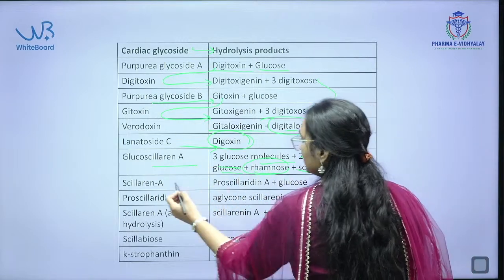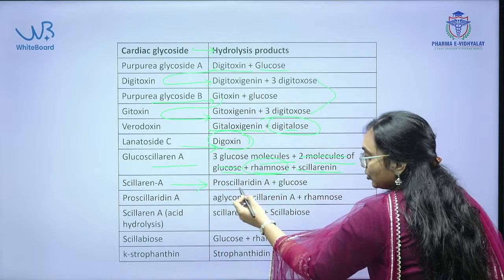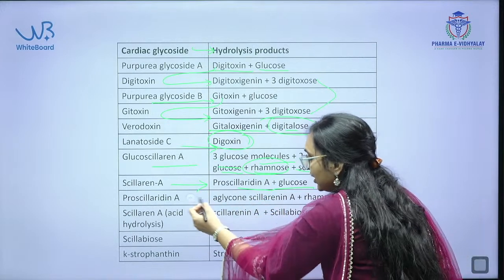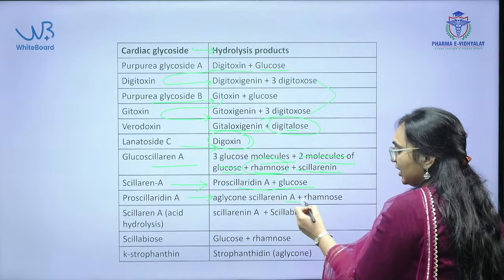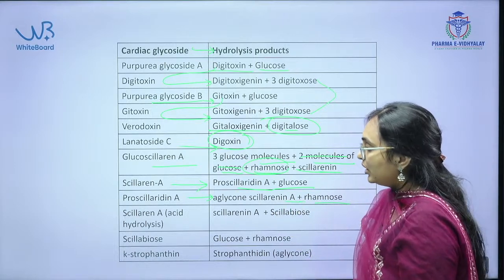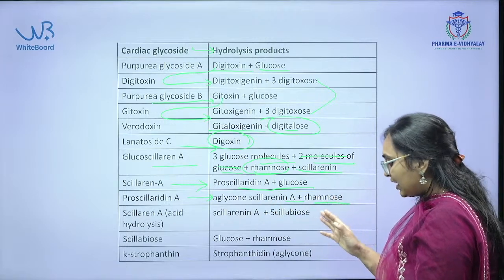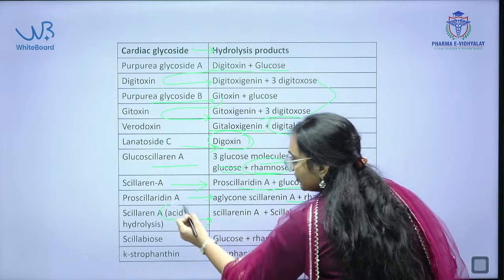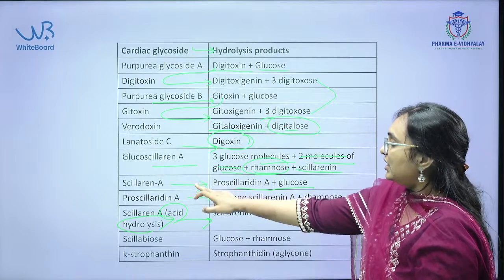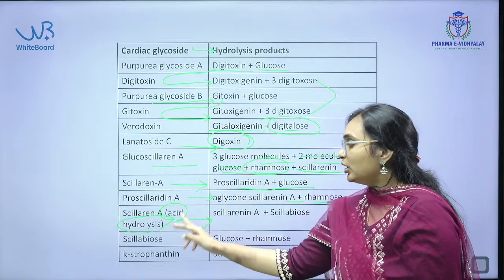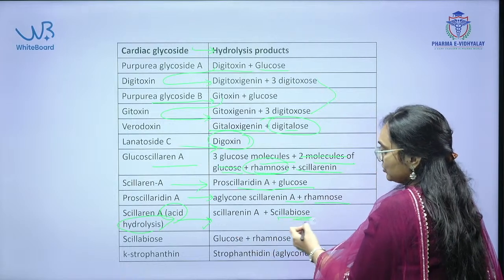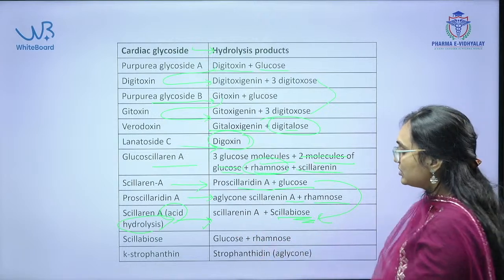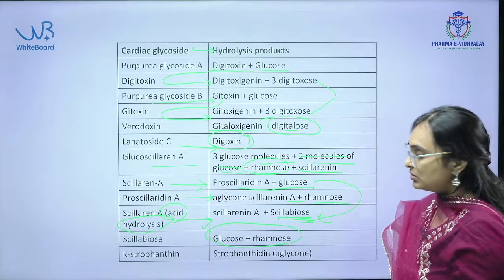Next, again the scillaren A. Scillaren A gives proscillaridin A plus glucose. Proscillaridin A gives the aglycone scillarenin A and the sugar is rhamnose. Okay, proscillaridin A, aglycone part is scillarenin A and rhamnose. Scillaren A, again, specifically with acid hydrolysis. Okay, scillaren A is giving proscillaridin A. If it is undergoing acid hydrolysis, then it gives scillabiose. Okay, the sugar molecule changes. Scillarenin A plus scillabiose. Scillabiose is nothing but glucose and rhamnose.